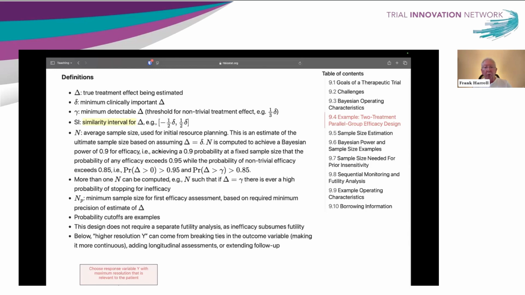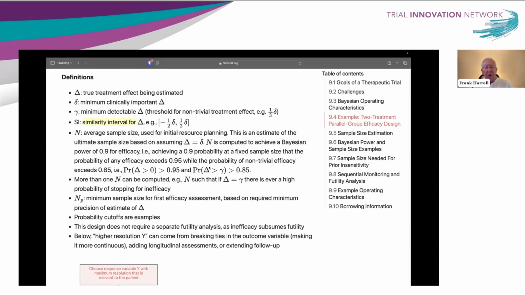And let's say we want Bayesian power to be 0.9. That means we achieve a 0.9 probability, at a certain sample size, that the probability of efficacy exceeds 0.95. And we're going to use a two-component rule that says we have a very high probability of efficacy in the right direction. So we're actually, say, reducing blood pressure.